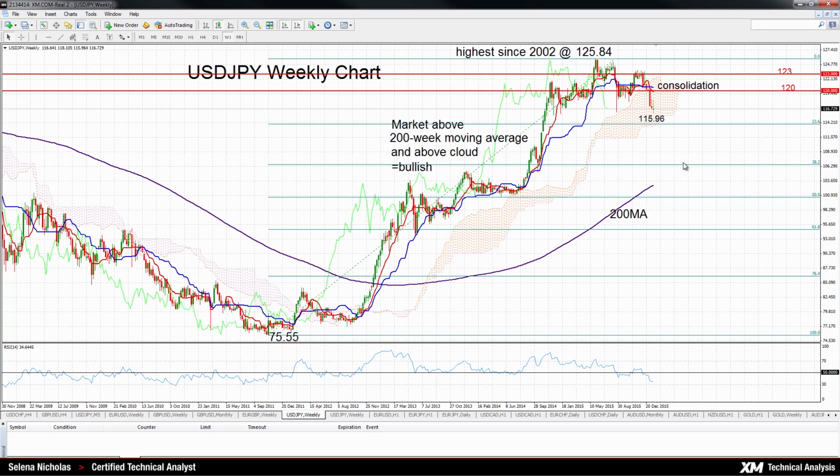We could say that the bias is still neutral, in consolidation since the end of 2014, all throughout 2015. The market has been consolidating around this 120 level. A break above the high of 125.84, this high was reached in May 2015, would bring back the uptrend that started from the 2011 low of 75.55.